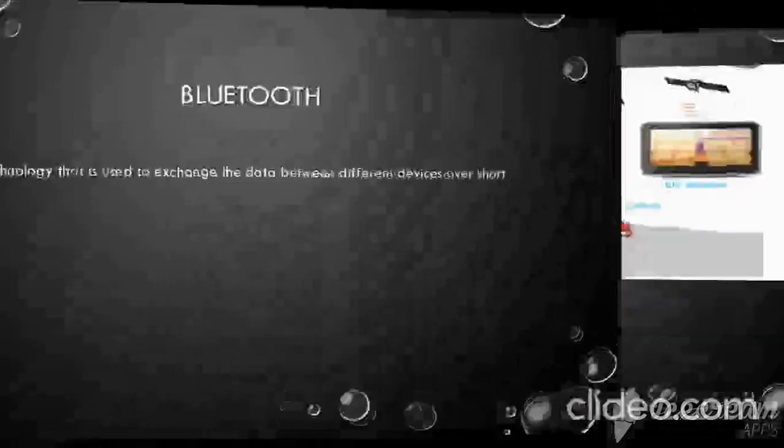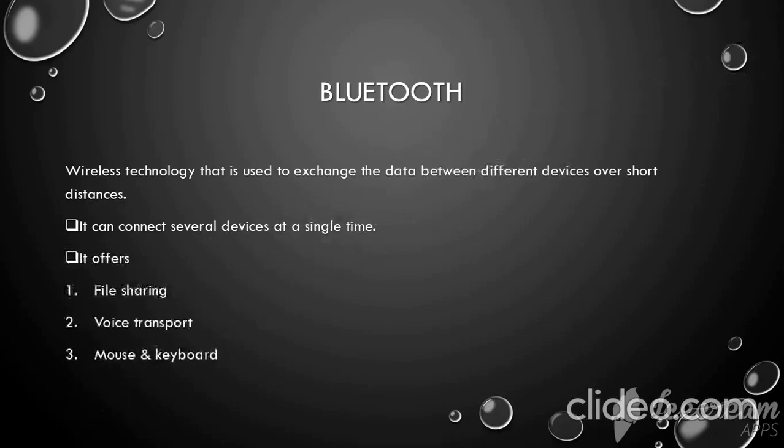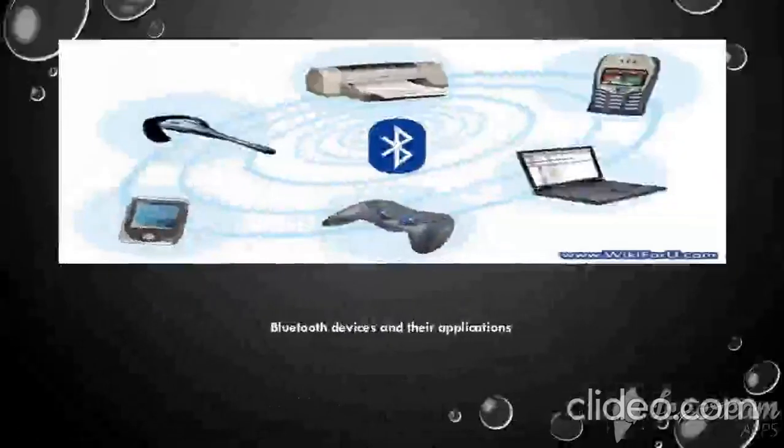Then we will move to learn about Bluetooth. It's also a wireless device that is used to exchange data between different devices over short distances. Most of you people have used this application. It can connect several devices simultaneously. Similarly, it offers to communicate different files. You can transport your voice, and you can also connect mouse and keyboard through Bluetooth devices wirelessly. Similarly, there are many printers and scanners that can be connected via Bluetooth wirelessly to the computers. Here is the pictorial representation.